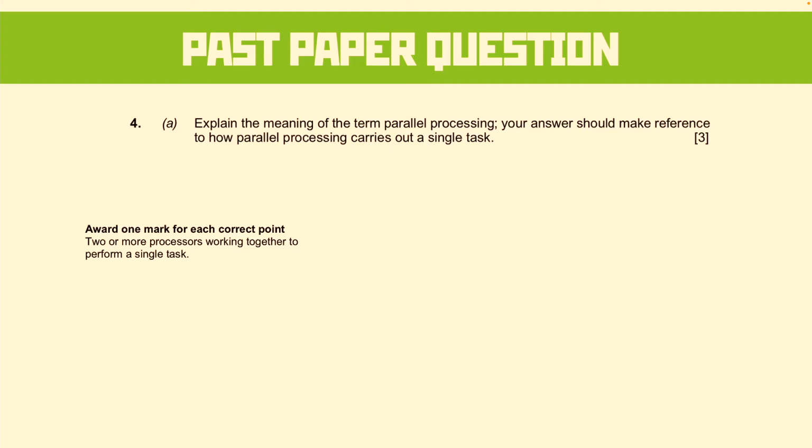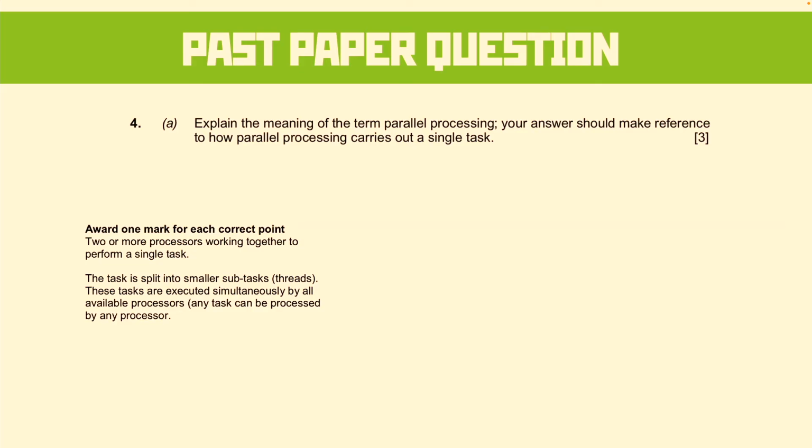So, first of all, parallel processing is two or more processes working together to perform a single task. We split the task into smaller subtasks. The technical term for that is thread. They're executed simultaneously, that keyword again, by the processors. And then for 4 marks, give 4 limiting factors of parallel processing.